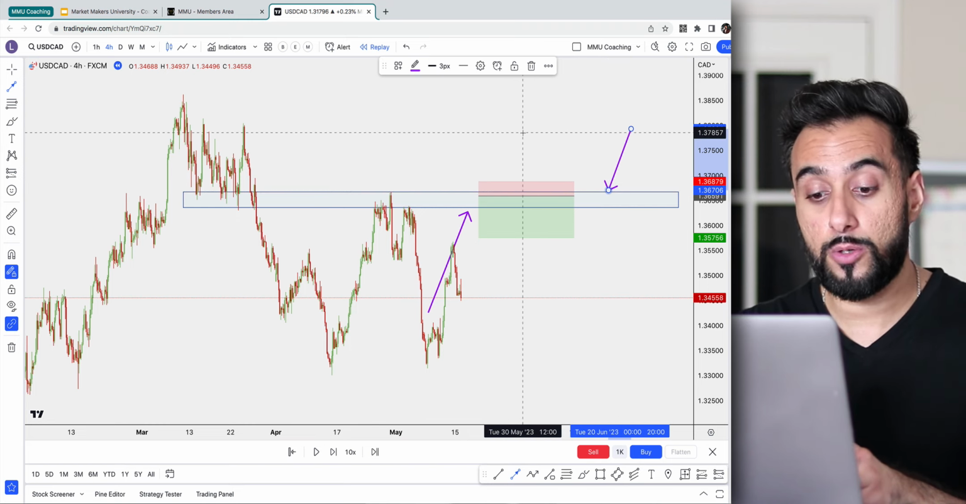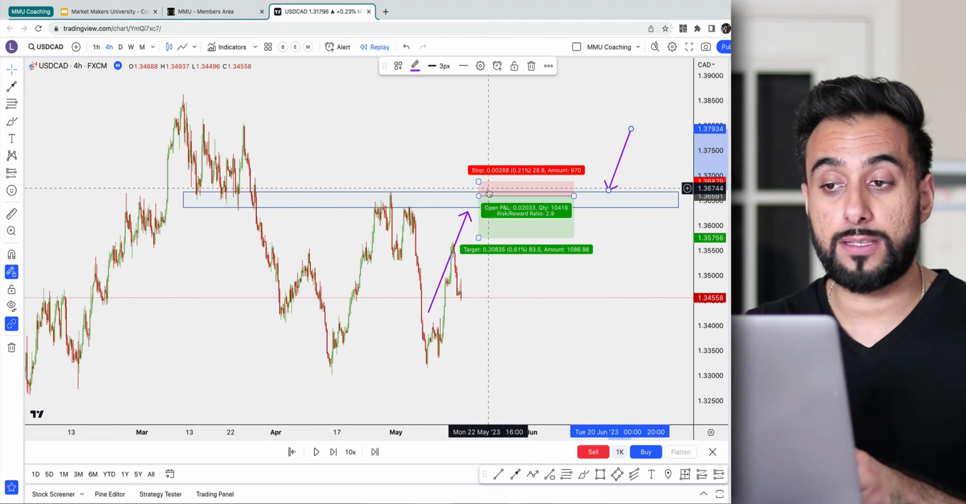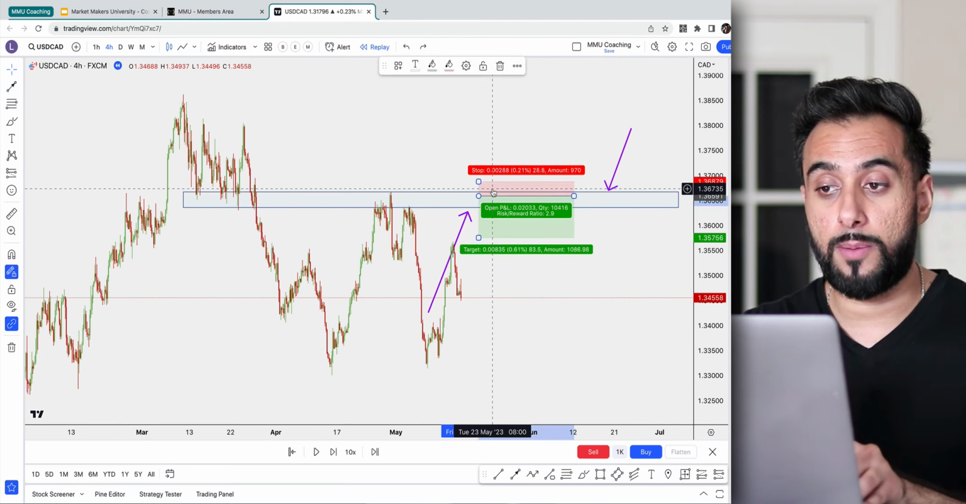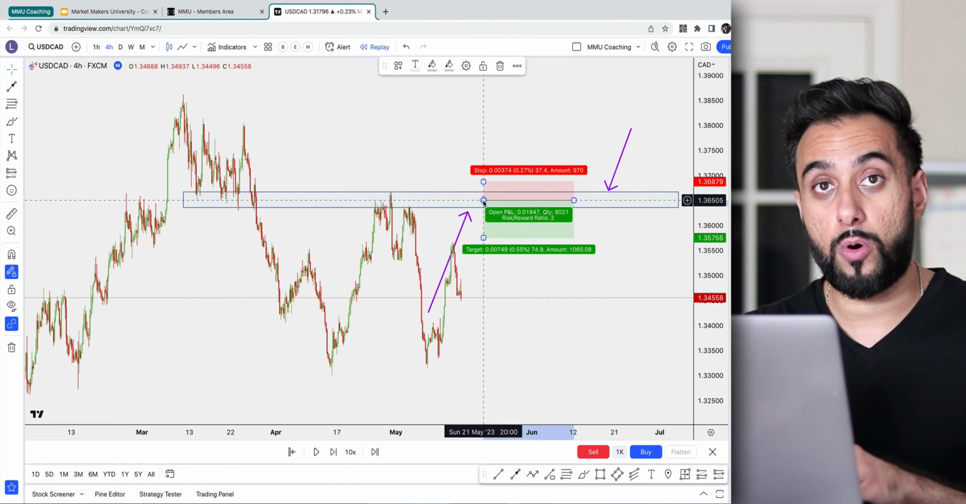So now you need to do a self-assessment and see which of these that you want to do. And in fact, there's nothing preventing you from entering somewhere in the middle. You can enter anywhere within this zone, and it's all based on your risk appetite.